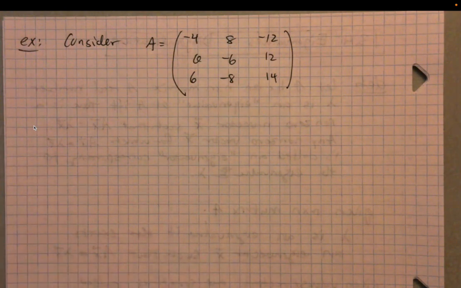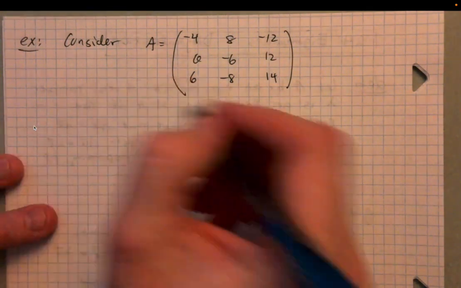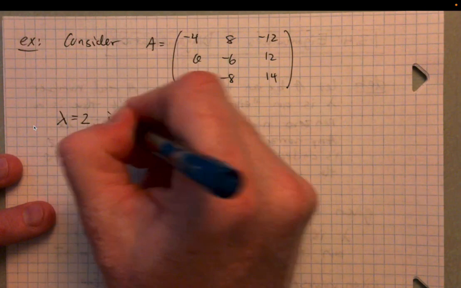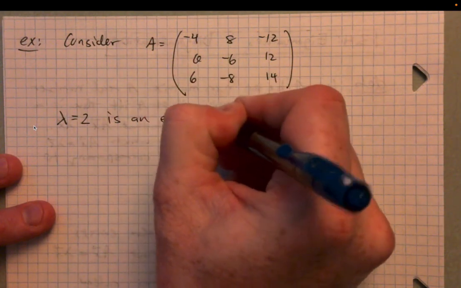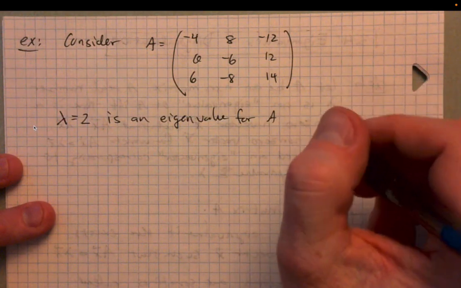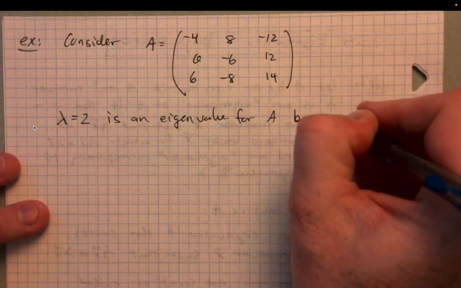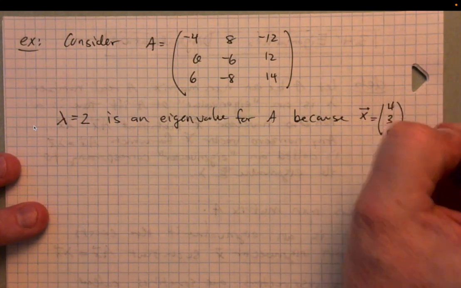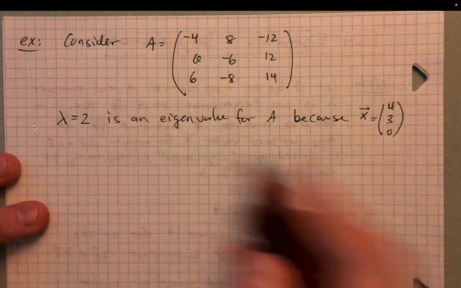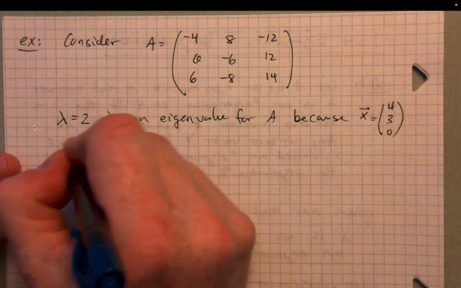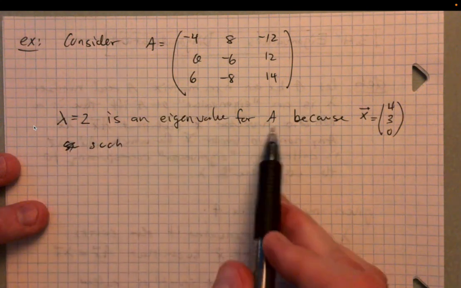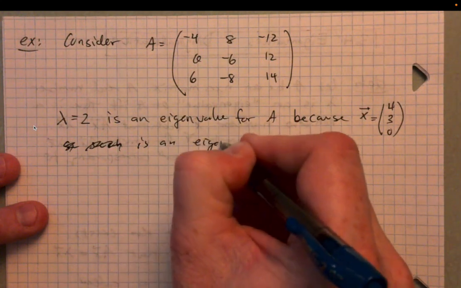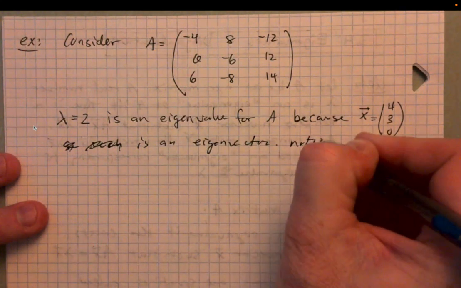And so we'll talk about how to find the eigenvalues in a bit, but let's just say right now that lambda equal to 2 is an eigenvalue for A. Specifically because there's a vector x, which is 4, 3, 0. So lambda equals 2 is an eigenvalue for A because x equal to 4, 3, 0 is an eigenvector.